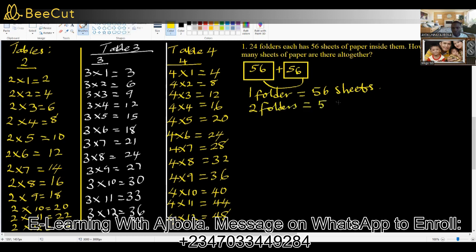Will be 56 times 2, okay? Fine. That'll be 2 times 56 sheets. Then, what are we looking for? We're looking for 24 folders. Is that clear? Fine. So we can say 24 folders will have how many sheets? That is 24 times 56 sheets, okay? Fine. Now, how do we get 24 times 56? That is where we are going.